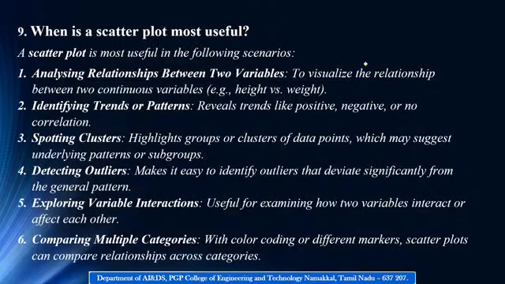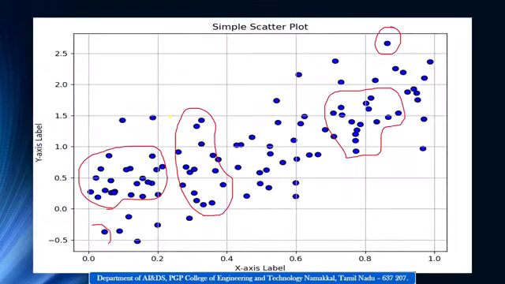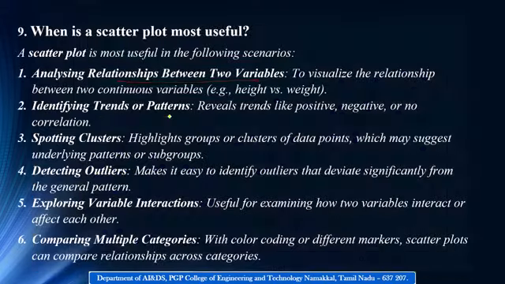A scatter plot is most useful in the following scenarios. First, analyzing the relationship between two variables. You can compare two variables, x and y, and find what the relationship between them is. Then you can identify the trends or the patterns, whether it is a positive, negative, or no correlation. Using this, you can find the correlation between the two variables. I'm not going into that now; I'll give it as a separate question. So positive correlation, negative correlation, and no correlation you can find by using the scatter plot.